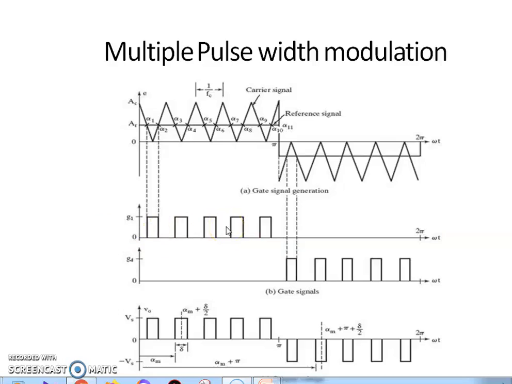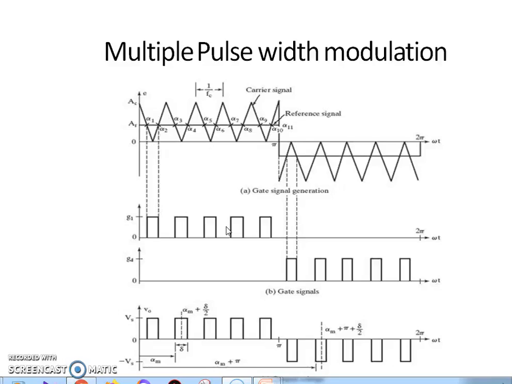The modulation index controls the output voltage. This type of pulse width modulation is also known as uniform pulse width modulation.